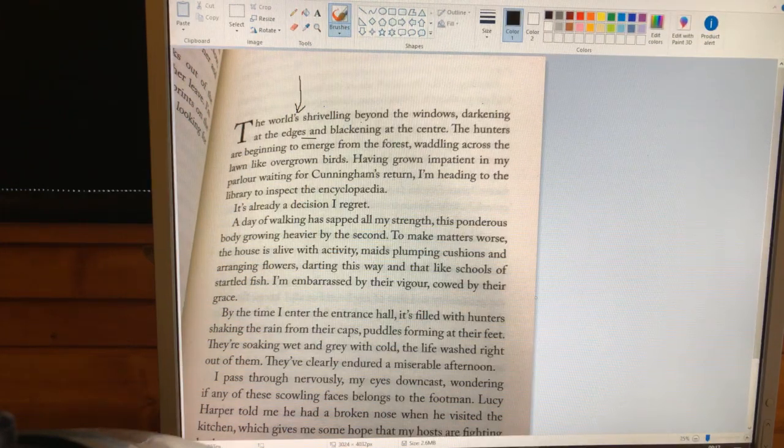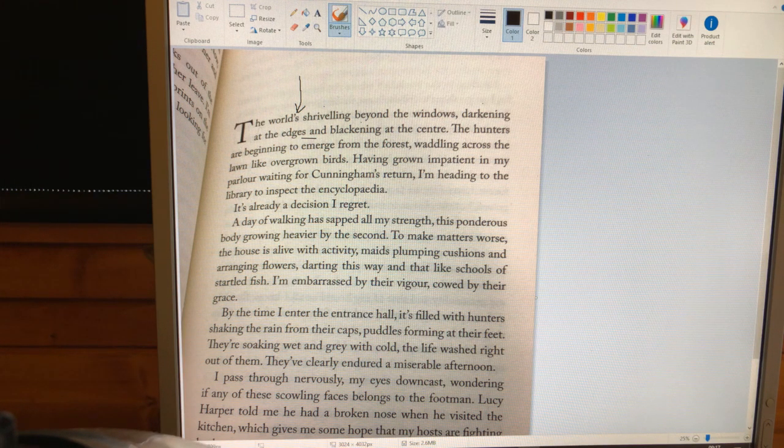But if you want to call them three participles, I don't see anything wrong with that at all, because you may consider it as one main clause, the world is shriveling beyond the windows, and then two participles describing the subject of the main clause, darkening at the edges and blackening at the centre, describing the world. There's no difference between the two models. Okay, let's look at the next sentence then.